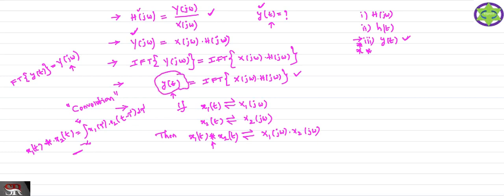Finding the output y of t is a very important problem. For that you just recollect the convolution property of the Fourier transform. The property states that if x1 of t is a time domain signal, its Fourier transform is x1 of j omega, and x2 of t is another time domain signal, its Fourier transform is x2 of j omega. Then the Fourier transform of the convolution of the two signals in the time domain is equal to the multiplication of the two signals in the frequency domain.